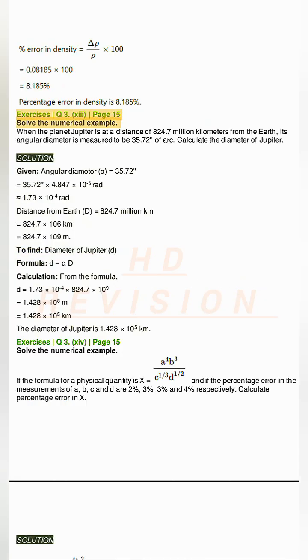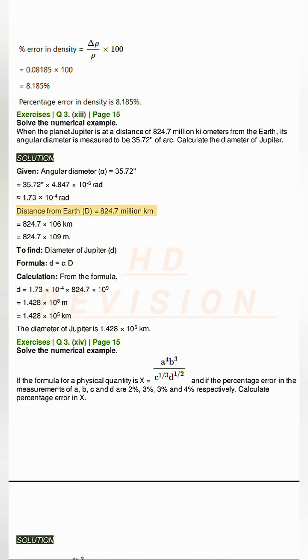Formulae. Exercises Q3. XIII, page 15. Solve the numerical example. When the planet Jupiter is at a distance of 824.7 million kilometers from the Earth, its angular diameter is measured to be 35.72 seconds of arc. Calculate the diameter of Jupiter. Solution. Given angular diameter alpha equals 35.72 seconds equals 35.72 times 4.847 times 10 to the power minus 6 radians, approximately equals 1.73 times 10 to the power minus 4 radians.